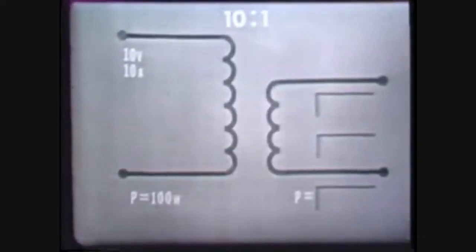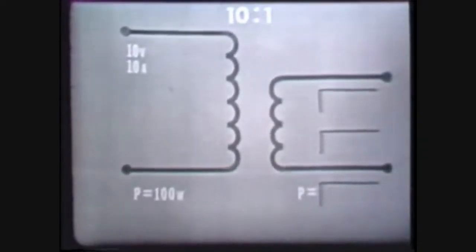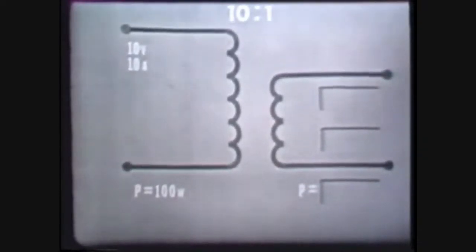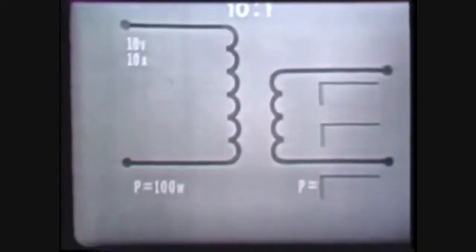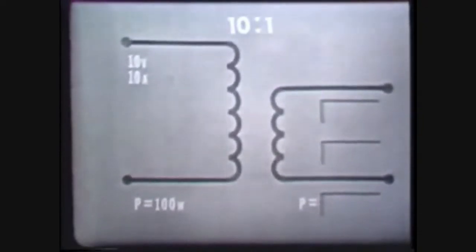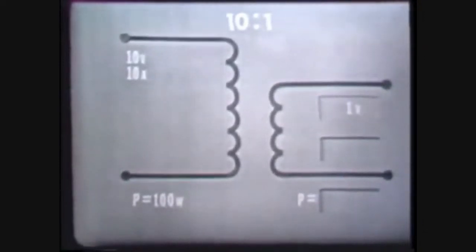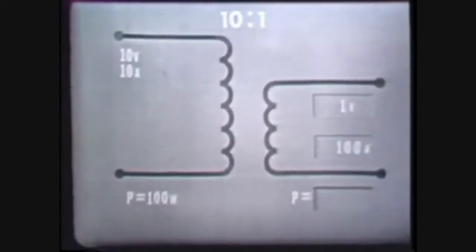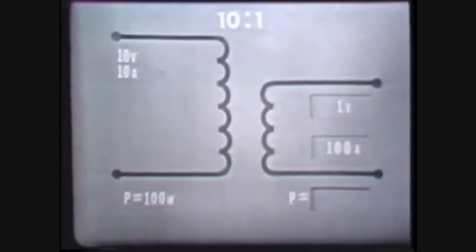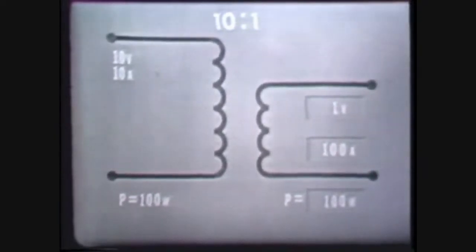Now let's suppose the same 10 volts at 10 amperes was applied to the primary of a step-down transformer, one which has a turns ratio of 10 to 1. The power in the primary would again be 100 watts. The voltage induced in the secondary would now be 1/10 that in the primary, 1 volt. The current in the secondary would now be 10 times that in the primary, 100 amperes. The power in the secondary, however, remains at 100 watts.